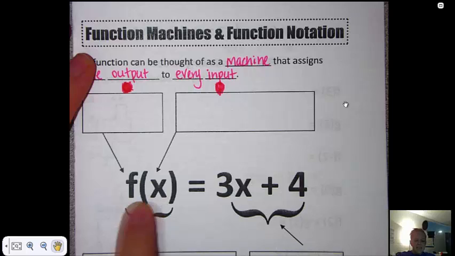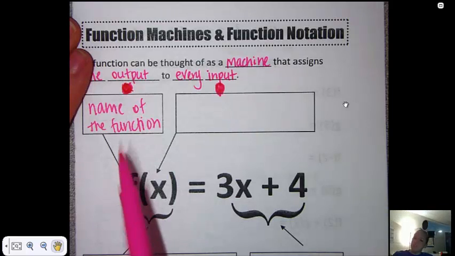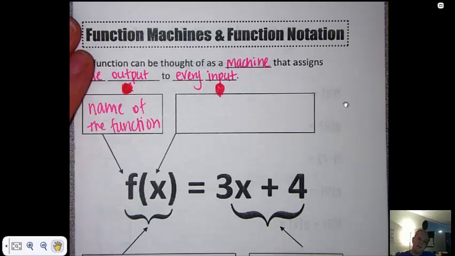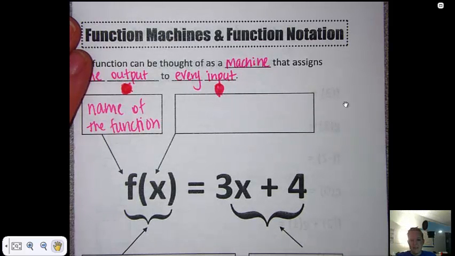So the first thing is the f. The f is the name of the function. Now, most of the time, function starts with f, so we're going to name most of our functions f of x, but when we have more than one, sometimes they're g of x, sometimes they're h of x. The first letter is just the name of the function.